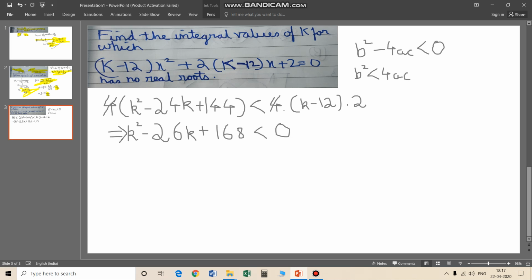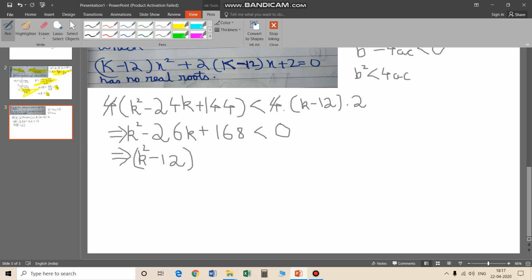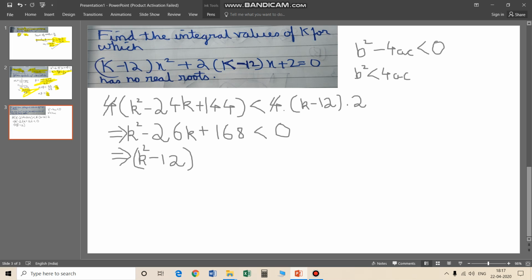Now factorize this. Yes, factorize is the only option. Now factorize, middle term factorization. I am directly writing 14 and 12. Oh, sorry, I have written 2 there, so it can be 2 here. Let me erase that. Here it will be (k minus 12) and (k minus 14).